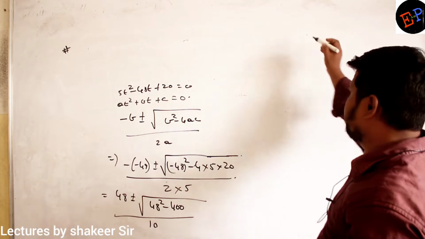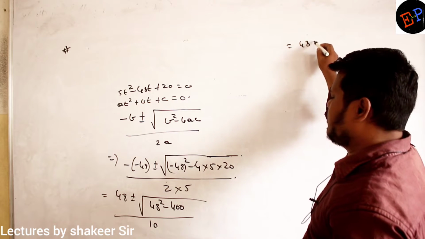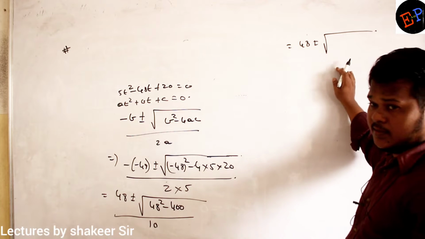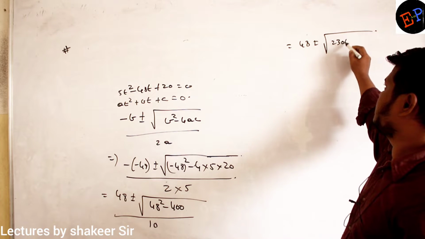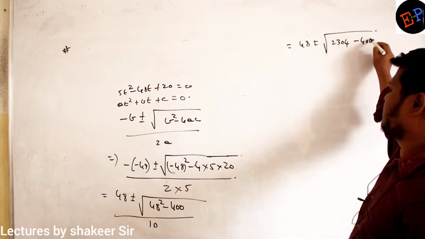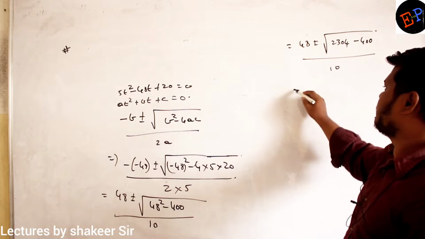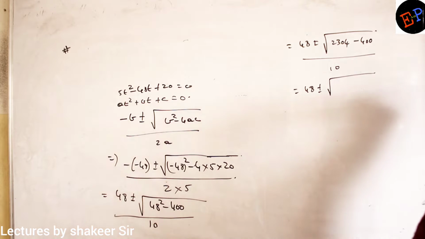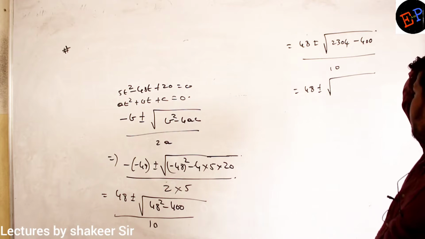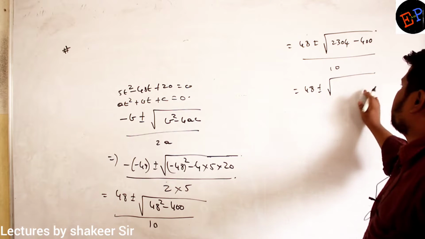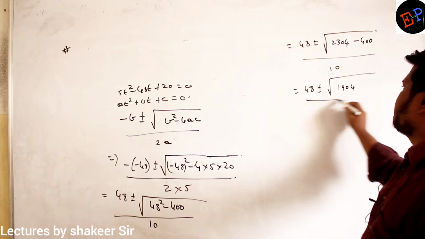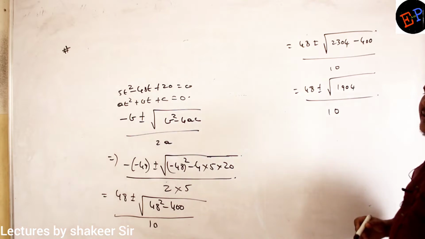Okay. So therefore, 48 plus or minus square root of 48 whole square, how much is it? 2304 minus 400, divided by 10. So 48 plus or minus. From 2304, if you remove 400, then it is 1904. Divided by 10. Root 1904.